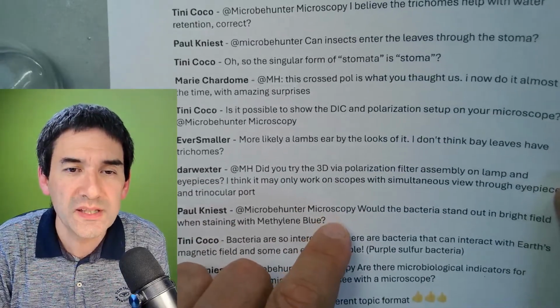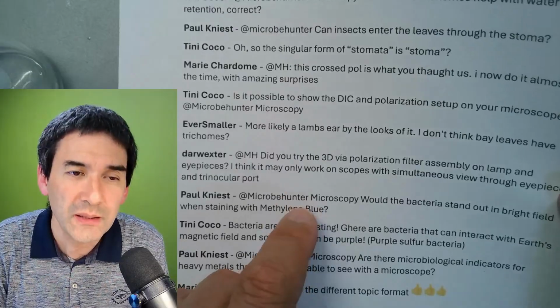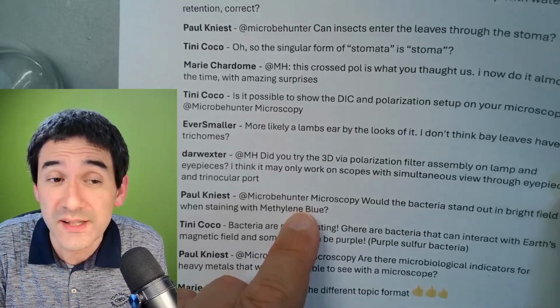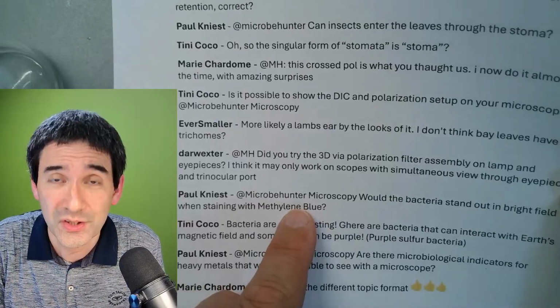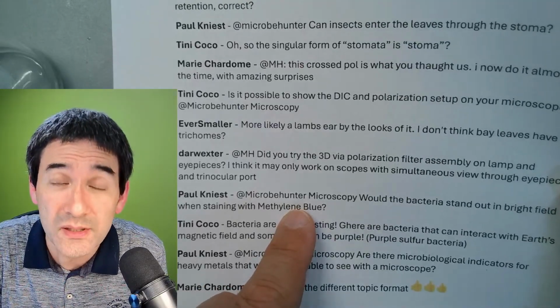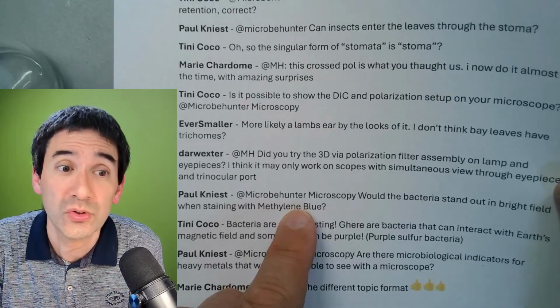Would the bacteria stand out in bright field? I tried that with methylene blue, the staining. The problem with methylene blue or any other stains is that it stains pretty much everything. Also, you're killing off the organisms, and then you do not have any movement, and it might actually be even more difficult to distinguish them.